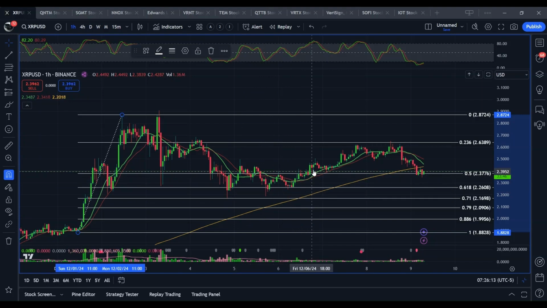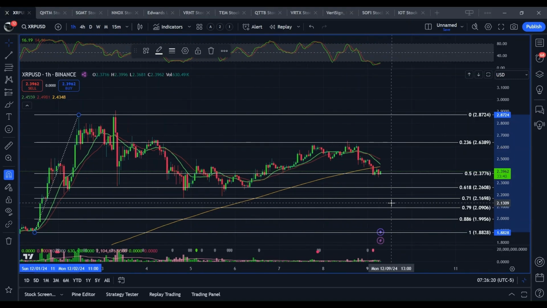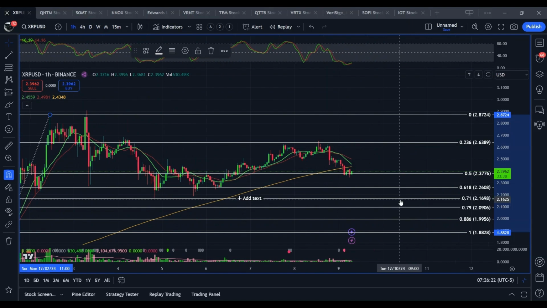Consolidate between these two levels, up, consolidate between these two levels, and now we are kind of trying to find support at the 0.5 based on, and this is the hourly chart, the stochastic on the hourly chart, we may go up from here.